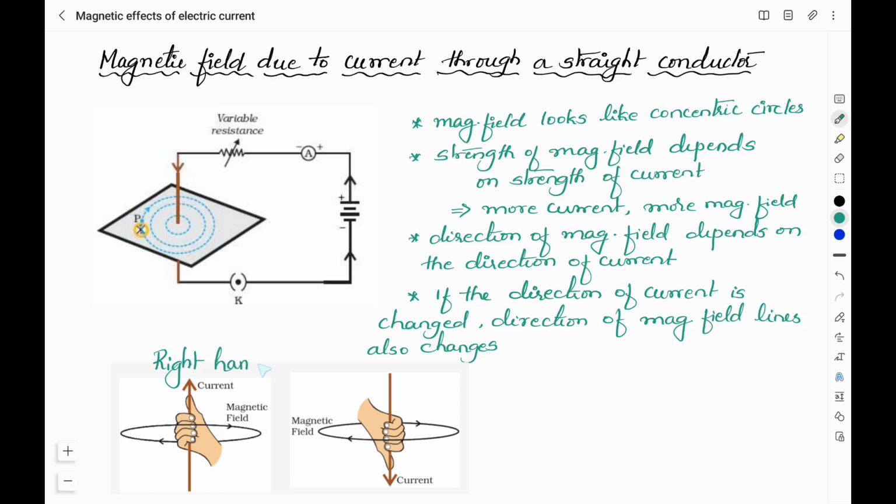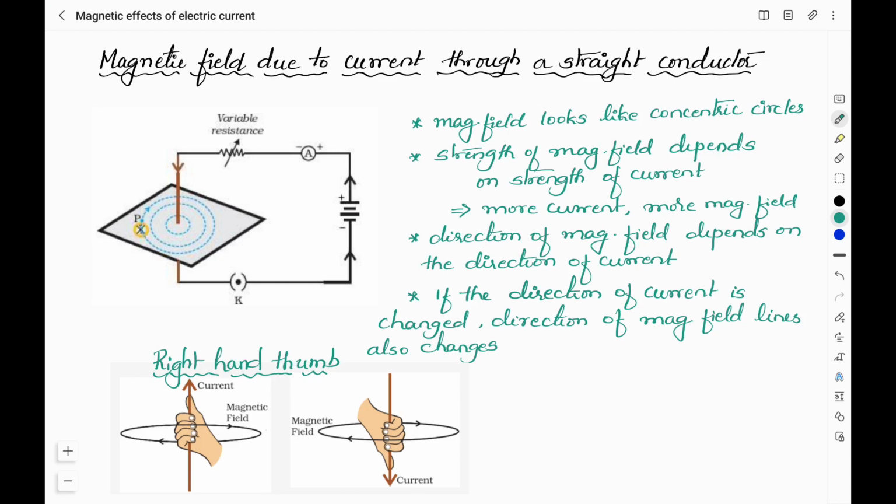So whenever you hold a current carrying conductor in your right hand in such a way that your thumb is pointing in the direction of current, then the fingers which wrap around the conductor will give the direction of the field. This is very, very important, and this is how you can identify the direction of magnetic field in case of a current carrying conductor.